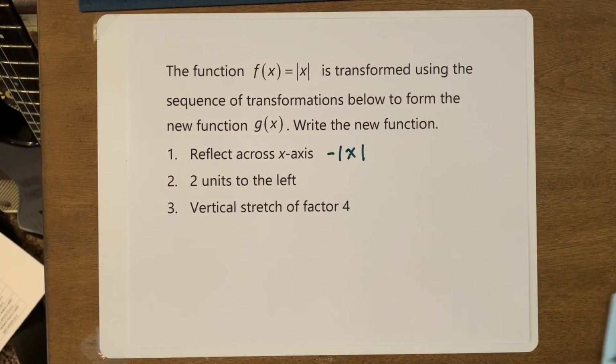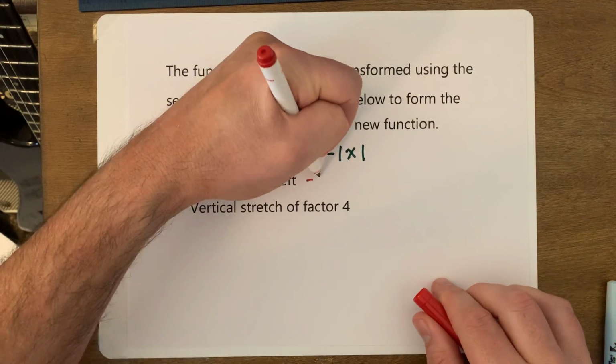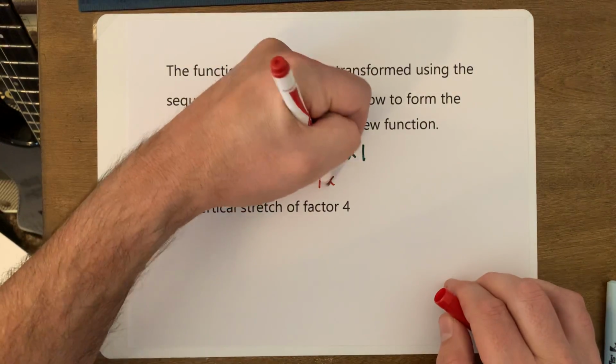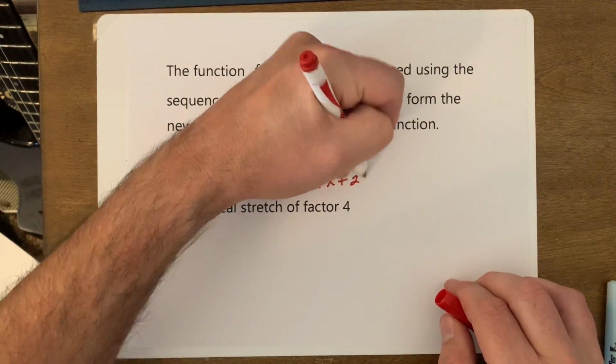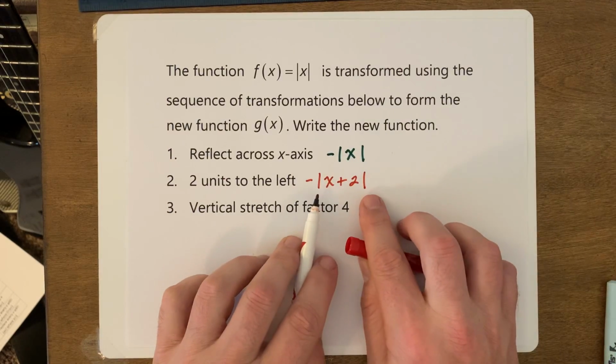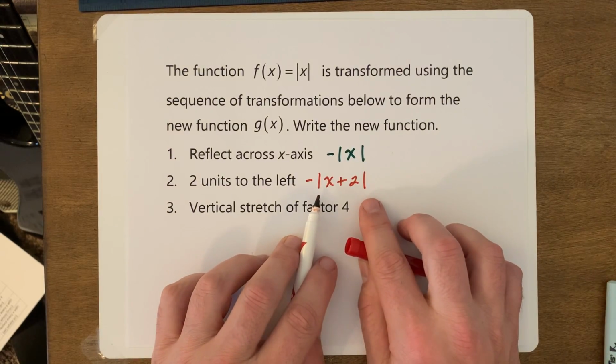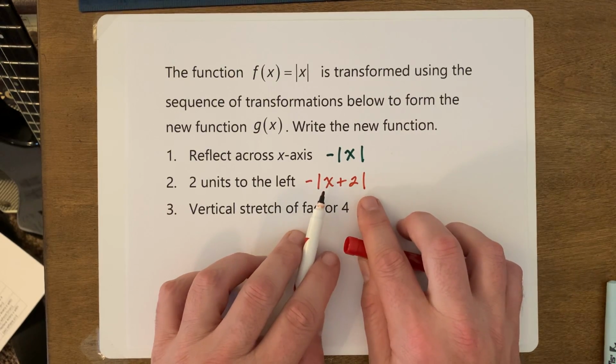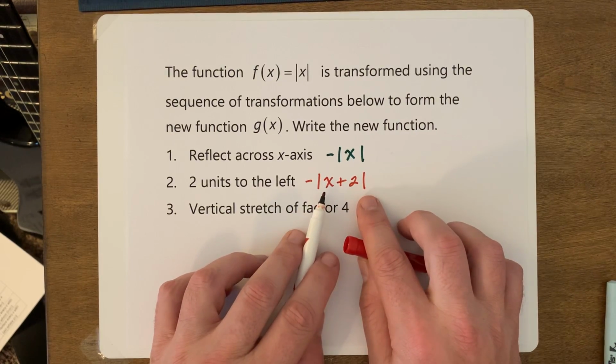Okay, now we want 2 units to the left. To move it 2 units to the left, we have to add 2 inside the parentheses. So are these parentheses? Well, they are grouping symbols. The absolute value function is a grouping symbol, and it does more than just make negatives positives.